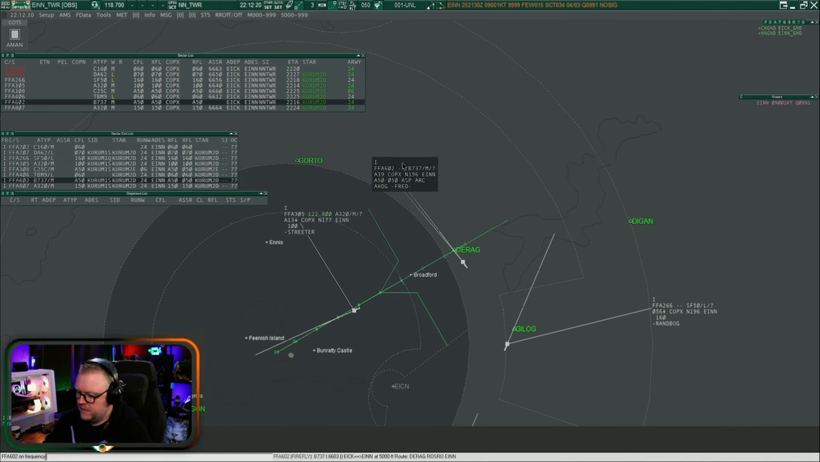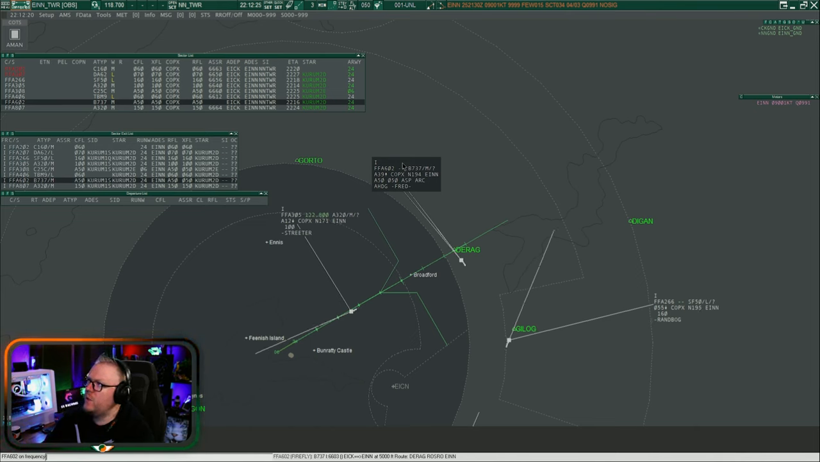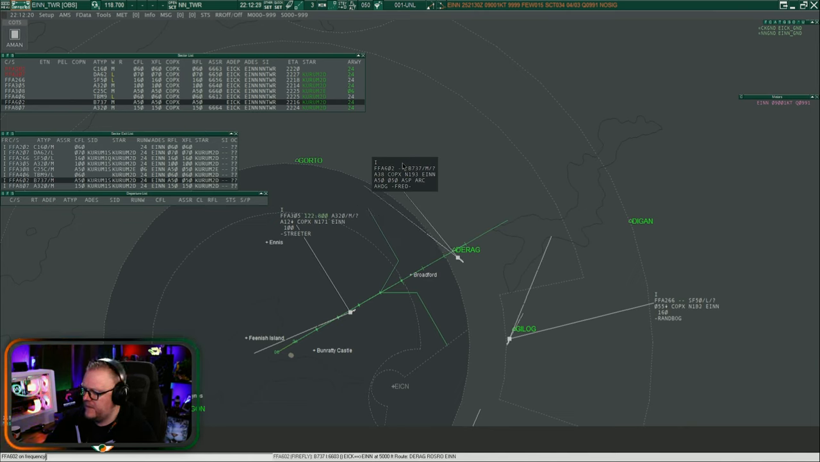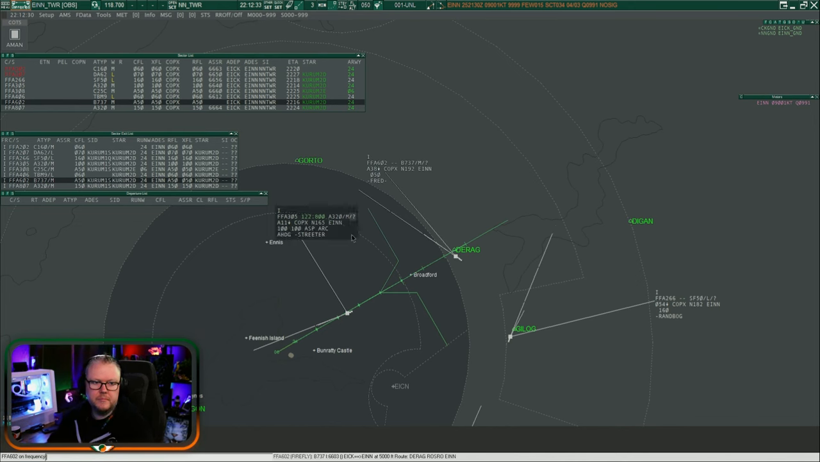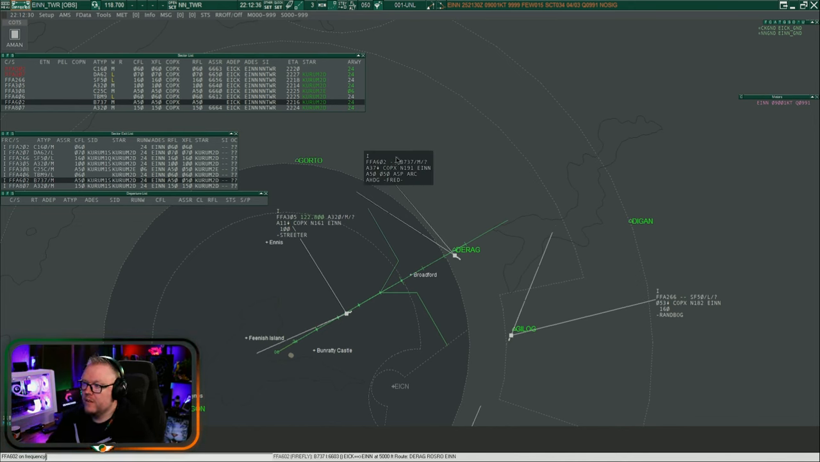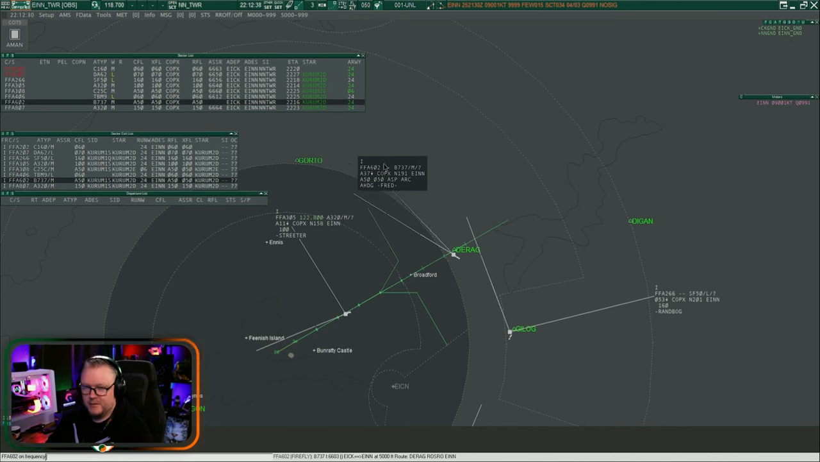Firefly 602, established on localizer, Shannon Tower. Firefly 602, continue approach. You are number two. I will call you back with your landing clearance. Expect a late clearance. Number two, expecting late clearance, Shannon Tower, Firefly 602.